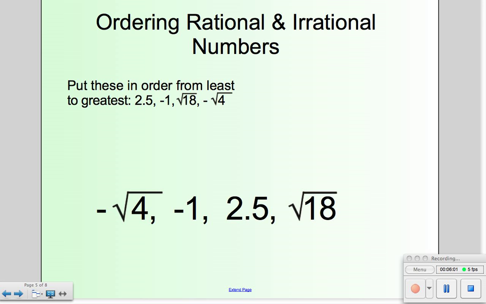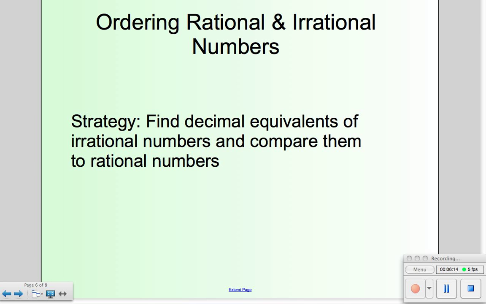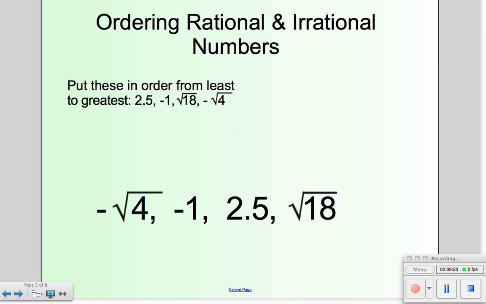So we can now order numbers that are both rational and irrational, using the number line and using our calculators to approximate the decimal equivalent of our irrational numbers. So that's a strategy. Find the decimal equivalent of irrational numbers and compare them to rational numbers. This also applies for fractions. If instead of -1, this was -1/2, we could still find the decimal form of that, which would be -0.5, and we would use that on the number line.